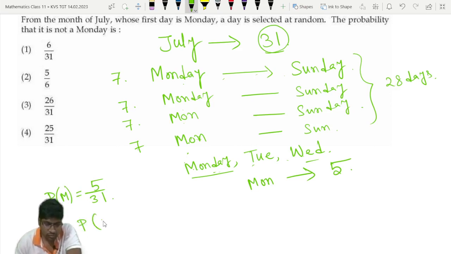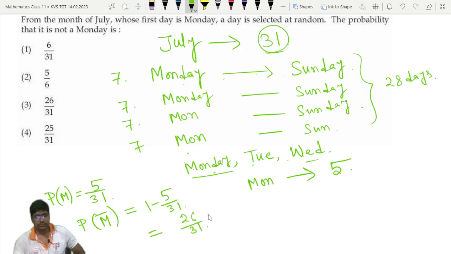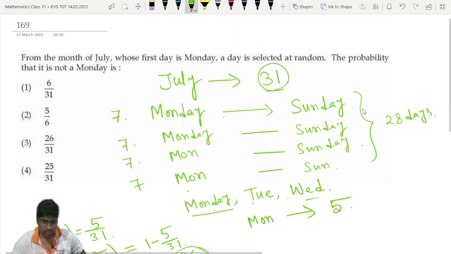So what is the probability that it is not a Monday? That is M complement, equal to 1 minus 5 by 31, that is equal to 26 by 31. The probability that it is not a Monday is 26 by 31. So option 3 is the correct answer, 26 by 31.